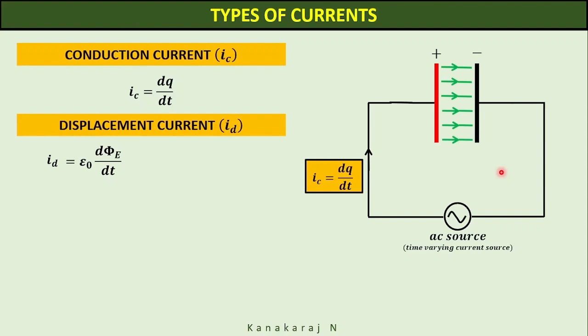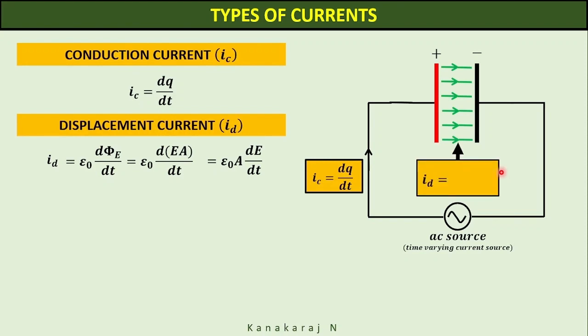The phi e is the electric flux, which is equal to EA. So we replace phi e by EA. Here the A is constant. So epsilon naught A dE by dt is called the displacement current. ID equals epsilon naught A dE by dt. Good.